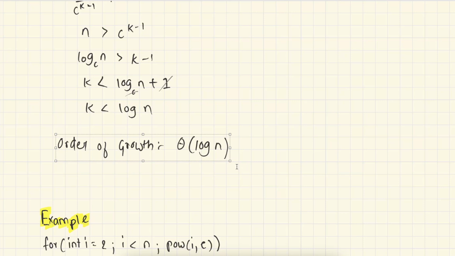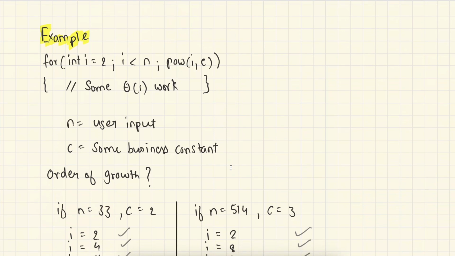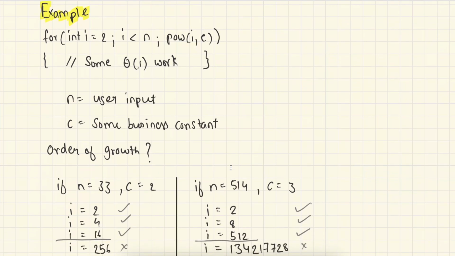Okay, so let's move on to the next example, and this example is going to be more complex than the previous example. Here, instead of multiplying and dividing, we are using a power function. What the power function does is exponentially increase the value of i in each iteration. So let's say this loop starts with i equal to 2, and we are running this loop till i is less than n. In each iteration, we are raising i to the power c, and we are doing some constant operation inside this loop.